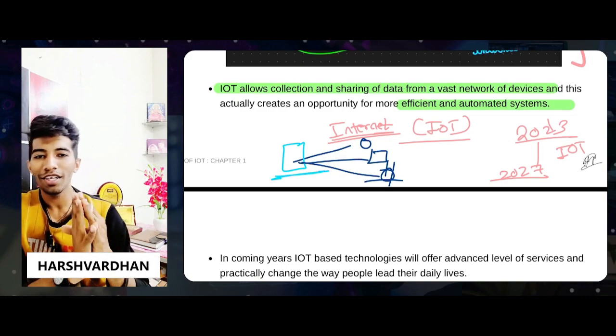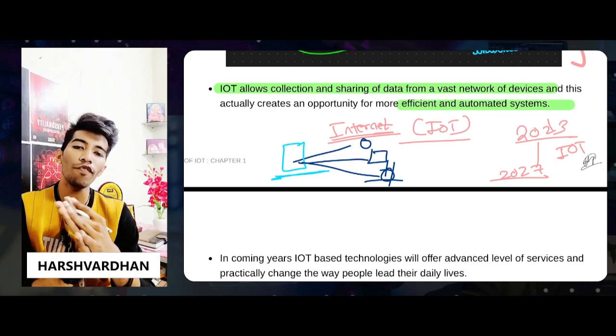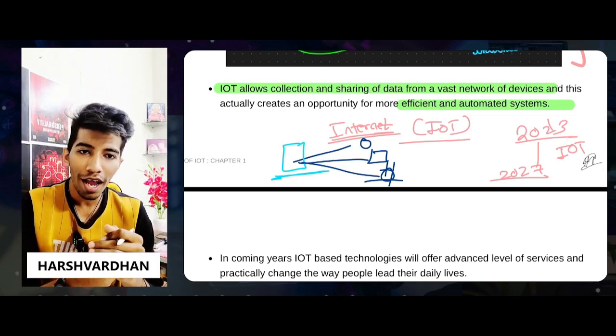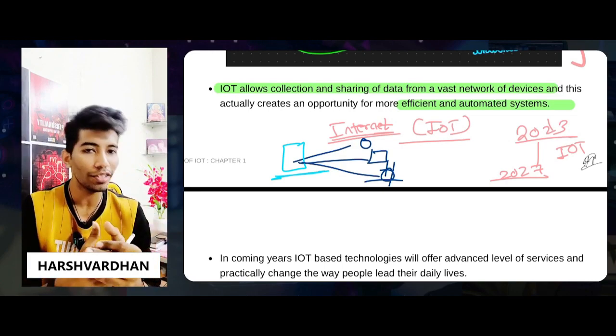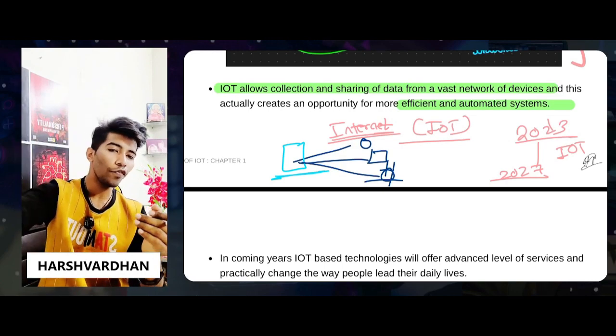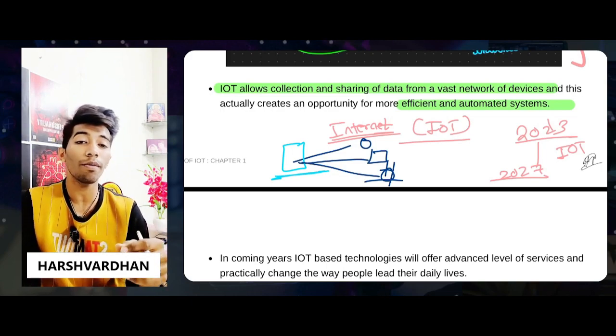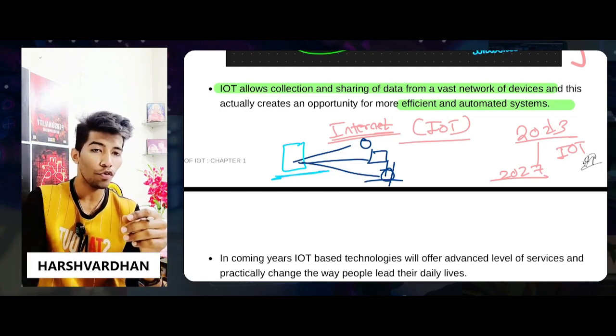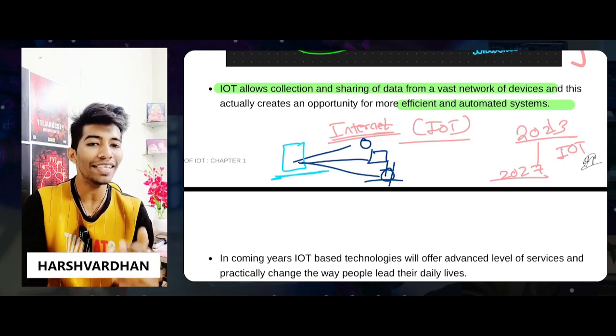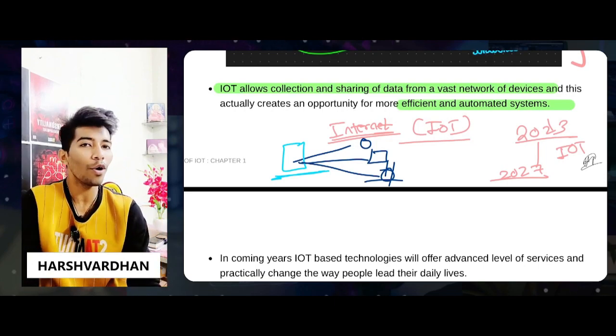Because suppose you are sitting in Shimla and you want to switch off the TV which is going on at your office. Let's take an example: in your office your reception TV is on and you want to switch it off. You can do it without coming in front of the TV by the use of your mobile phone, and it is a very easy thing, right? So that's how IoT actually works.